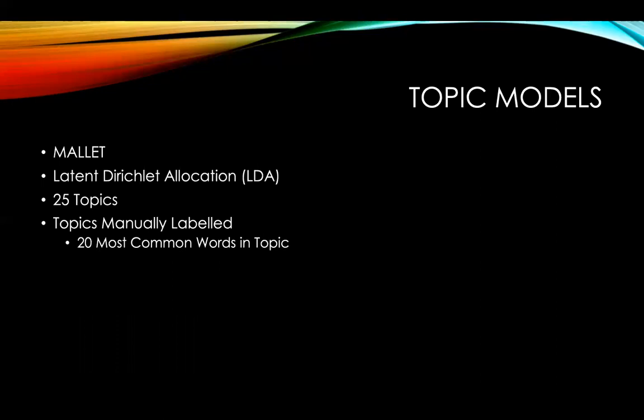So once the data was clean, we used it to create topic models. And we did this using an algorithm called latent Dirichlet allocation. This basically just looks at words that are commonly used together and then groups them into topics. In total, we chose to create 25 topics, and each topic needs to be manually labeled based on the 20 most common words in that topic.